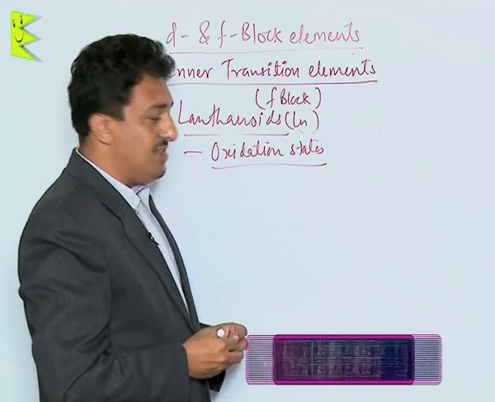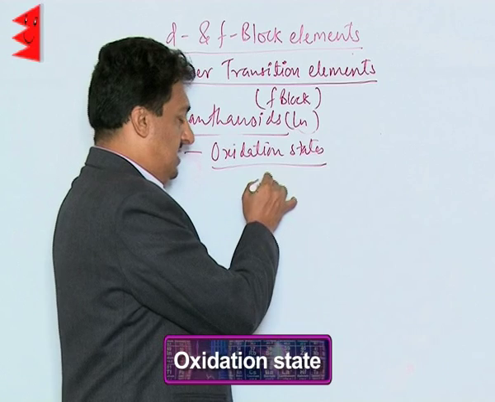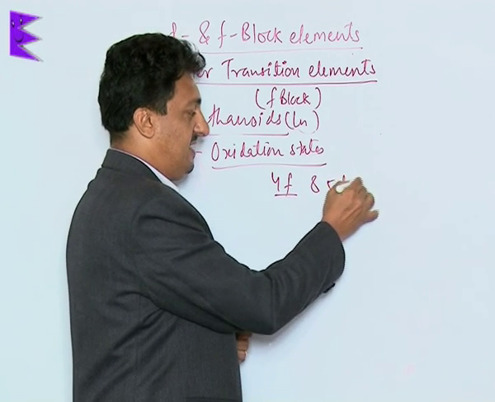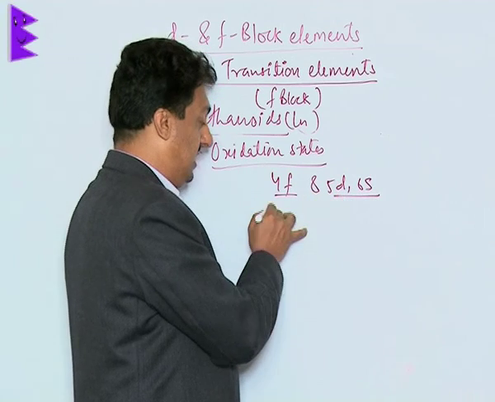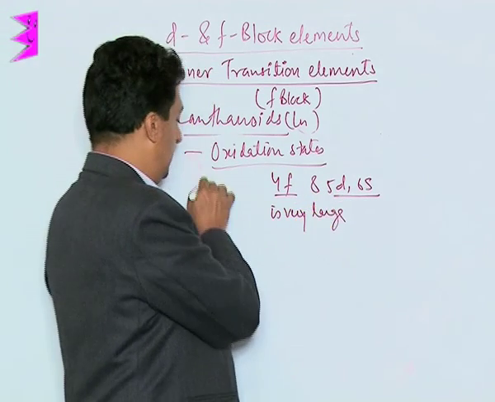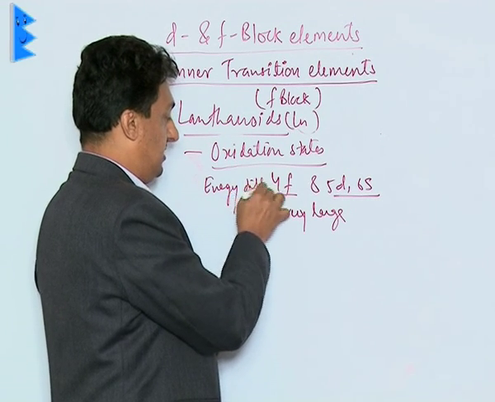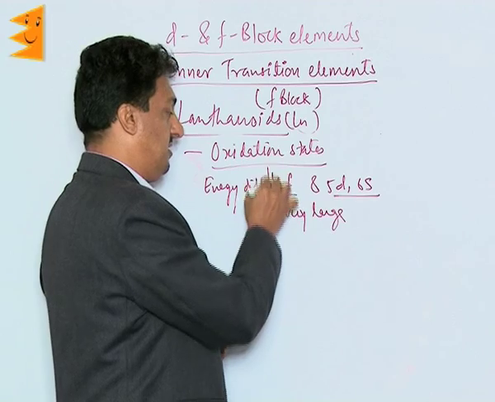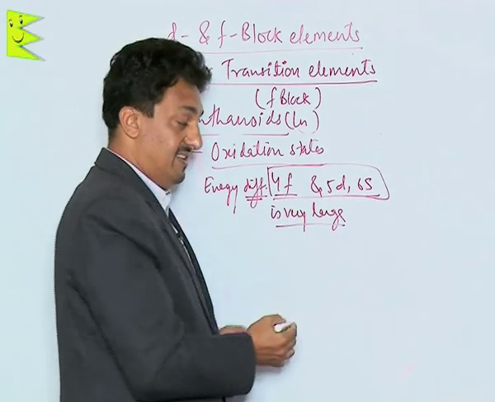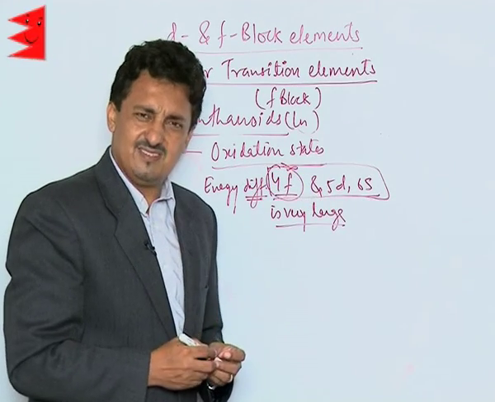Now, the lanthanoids don't show variable oxidation states. The reason is that the energy difference between the 4f and 5d6s subshells is very large. As a result, we can't get 4f electrons involved along with the 5d6s electrons.